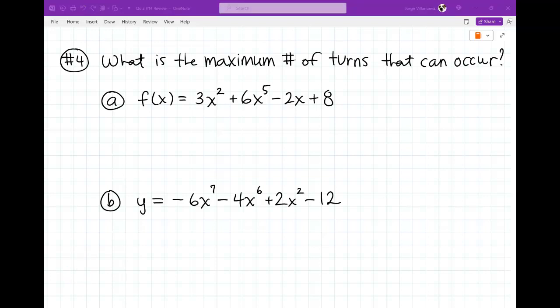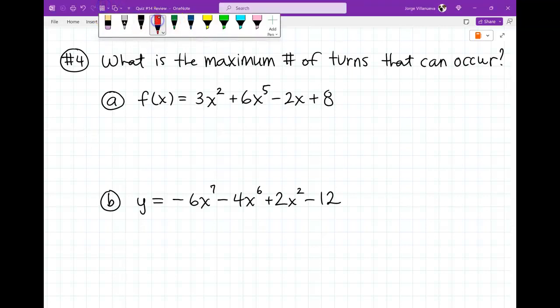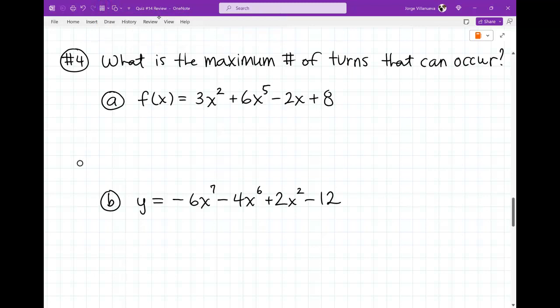All right, so for number 4, when it says what's the maximum number of turns, or sometimes they say changes in direction, that can occur for these functions, it's based on your degree. It's degree minus 1. What's the degree of part A? 5, right? Not 2. A lot of times people look at the very first power and assume that's the highest power. Be careful, look throughout. So my degree is 5 minus 1 is 4.